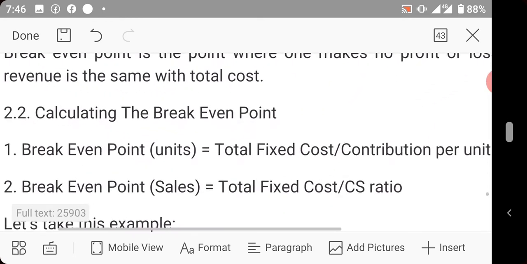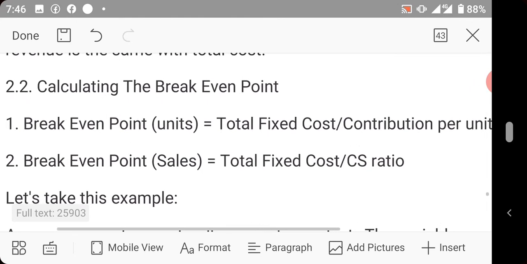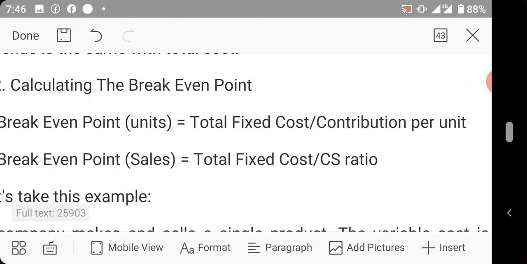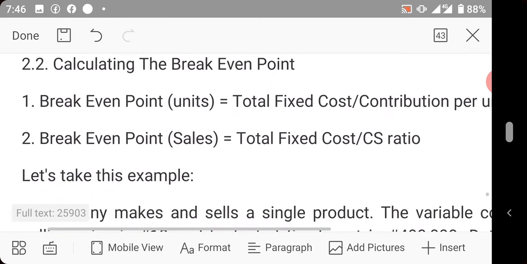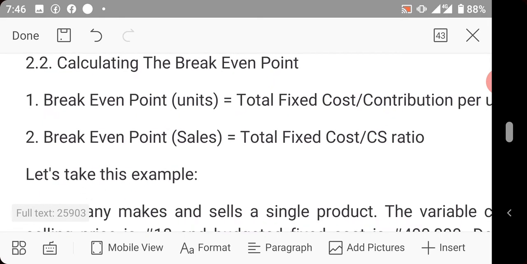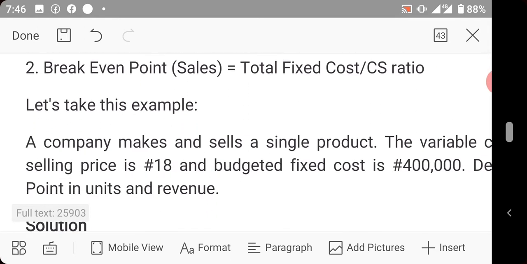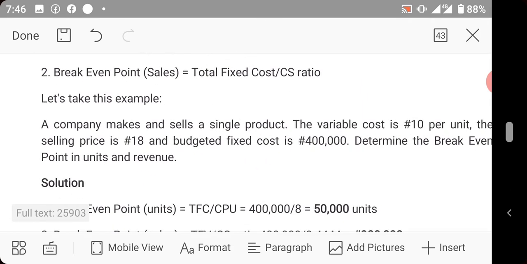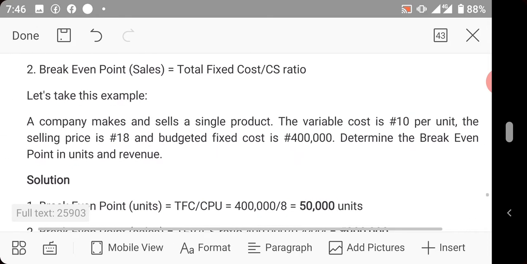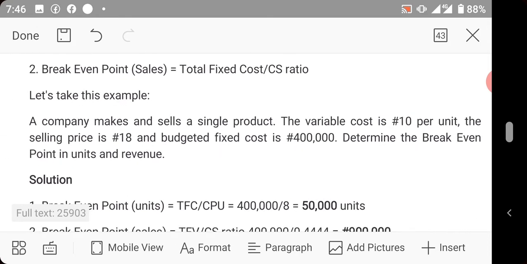Good. So we now look at the formula for break-even point. So, calculation of break-even point. Break-even point in units is total fixed cost divided by contribution per unit. Break-even point in sales is equal to total fixed cost divided by contribution sales ratio. Now let's take this example. A company makes and sells a single product. The variable cost is 10 naira and the selling price is 18 naira, and the budgeted fixed cost is 400,000. Determine the break-even point in units and in revenue.